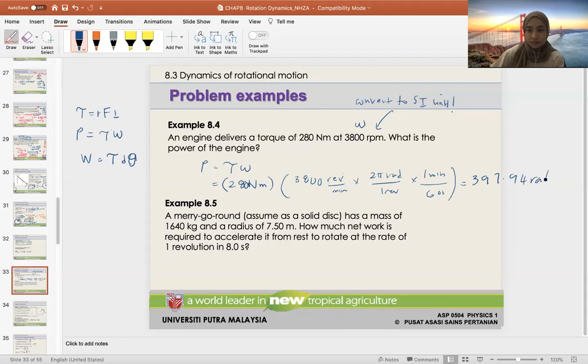397.94 radians per second. Okay, easy. You just use the equation. For you to do that, you must remember the equation.